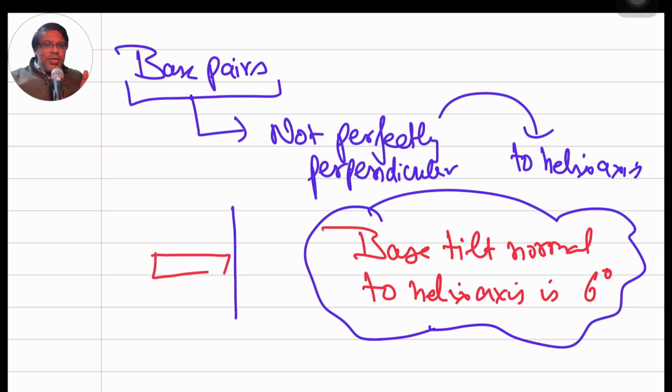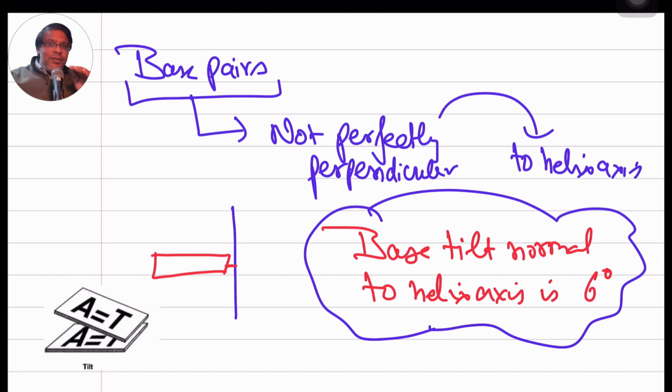So here you can see that these bases are not perpendicular to the helix axis. Okay, so here I have shown you a base present in a perpendicular way, but actually this is not the situation. If you see the picture here, the bases are being tilted by 6 degree.